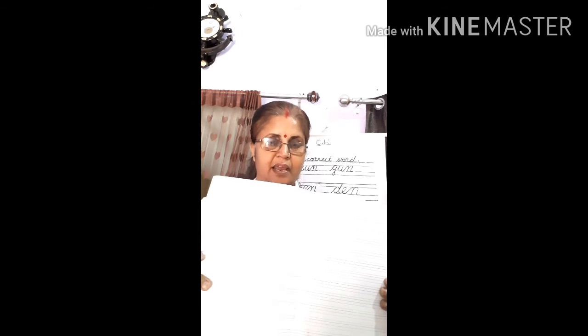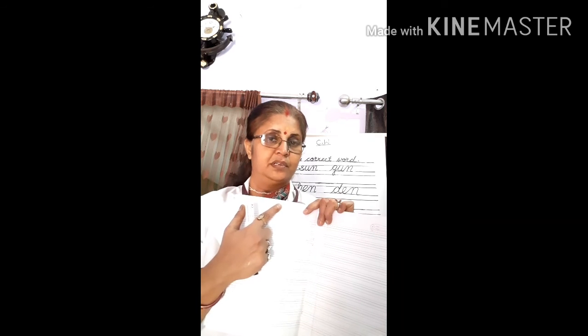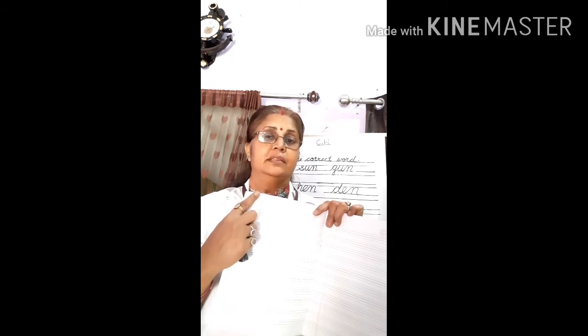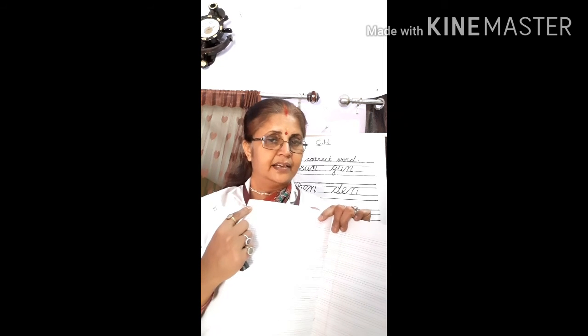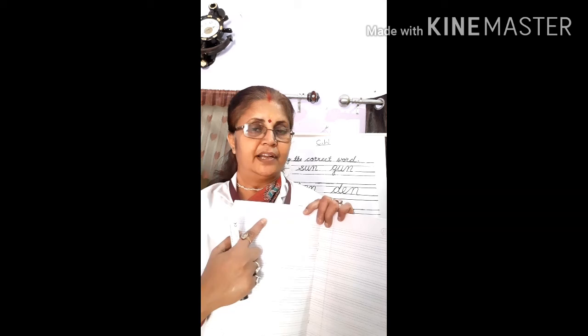So first of all, children, you take out your English notebook. This one is your English notebook. And then you write the C.W on the top of your notebook and write the date on the corner side. Then afterwards you write the heading in the first line of your notebook.